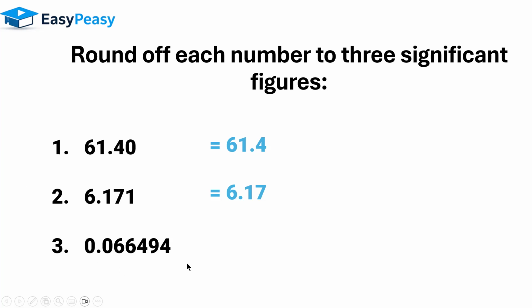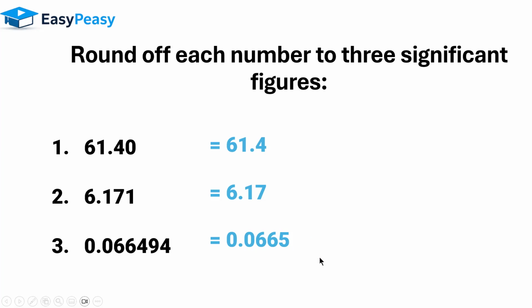Next, this number. It's 0.066494. The answer is 0.0665. These 2 zeros are not significant. Only the digits that are significant are 665. Why do we make this 4 into 5? Because of this 9. 9 is above 5, so it's going to make 4 into 5, and then we'll skip the other numbers.